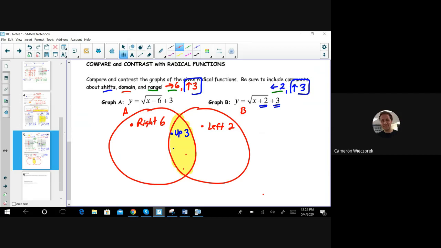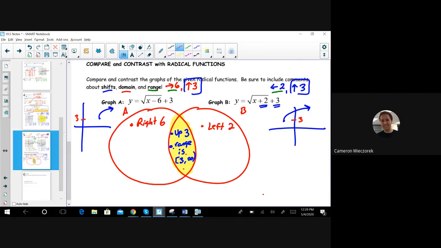Any other similarities? Well, if they both moved up 3, that means both of them are going to start at 3 and then go up forever, right? So the range of both of these is going to be 3 to infinity. If you were to look at the graph of this one, it's going to move right 6 and up 3, so it's going to look like this. If you look at the graph of this one, it's going to move left 2 and then go up 3, so it's going to look like this. Regardless of the graph, both of these are starting at a height of 3.